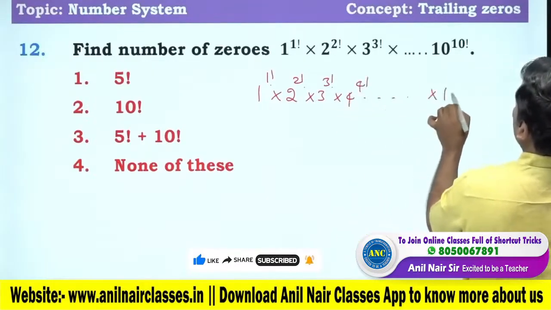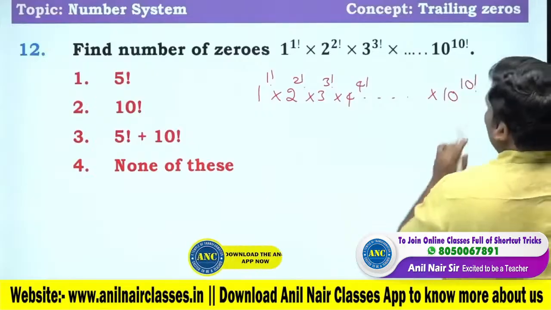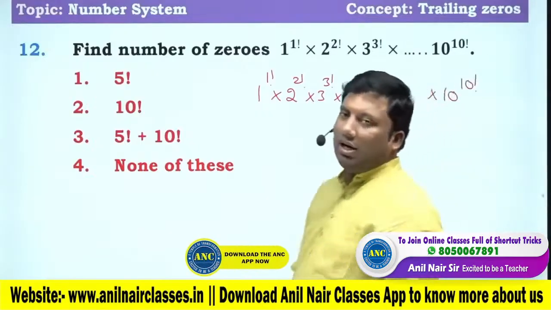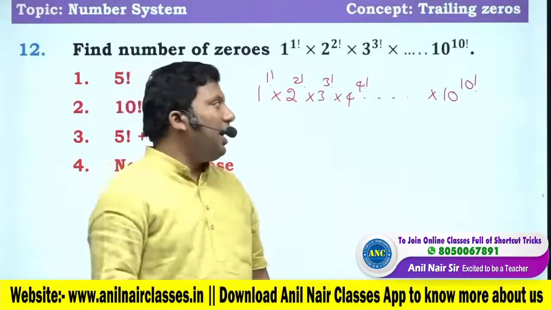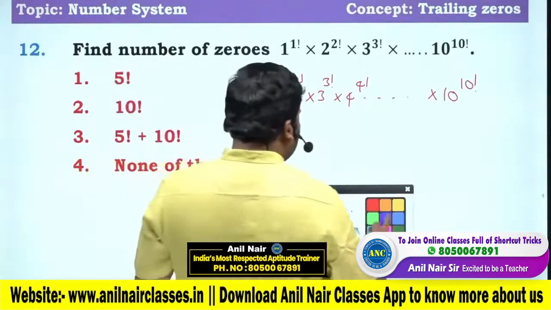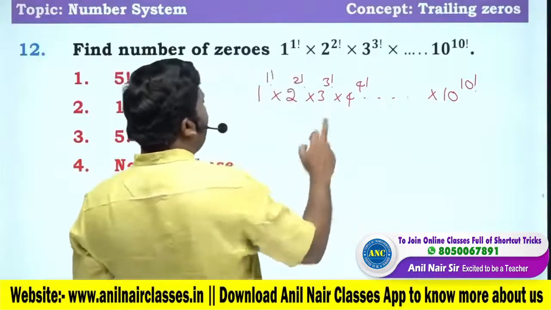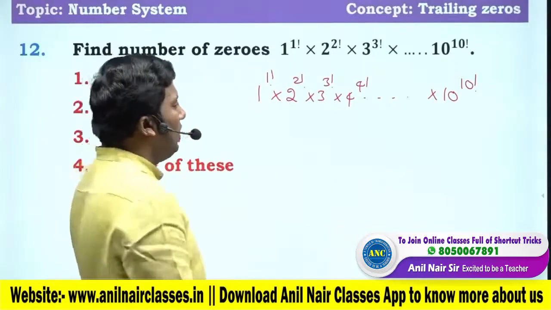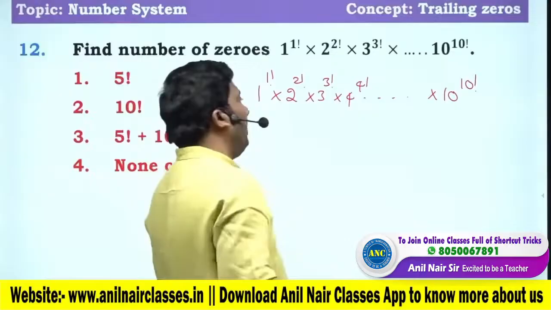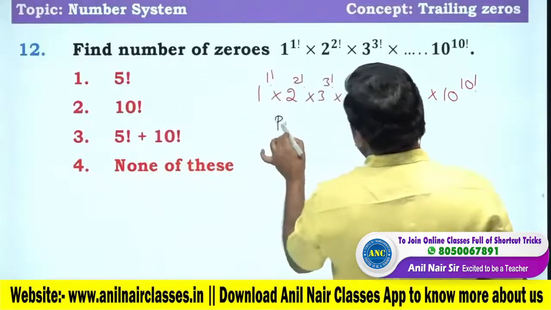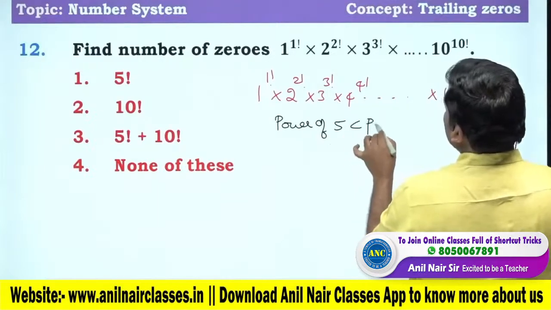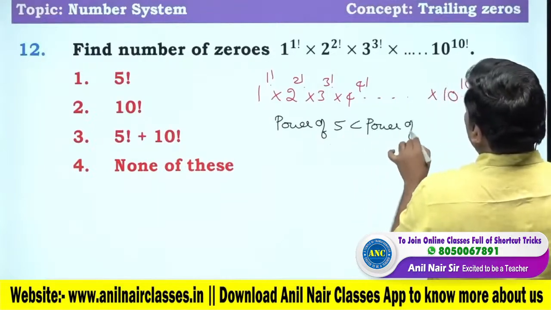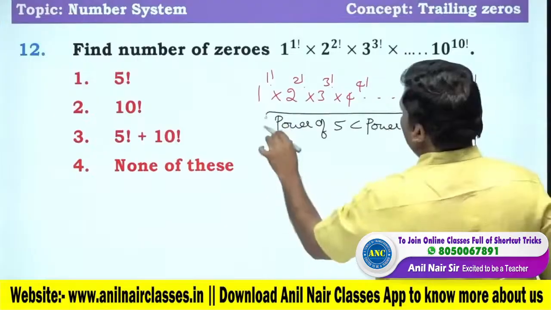And so on up to 10 power 10 factorial: 1 power 1 factorial, 2 power 2 factorial, and so on up to 10 power 10 factorial. Listen carefully, sir. Every second term I am getting a multiple of 2, but every fifth term it is a multiple of 5. So the power of 5 is less than the power of 2.